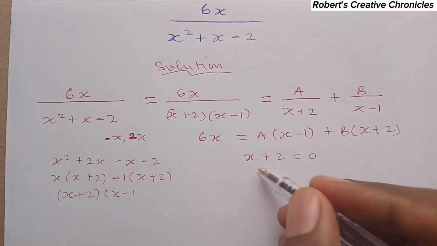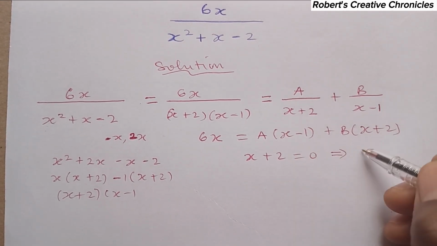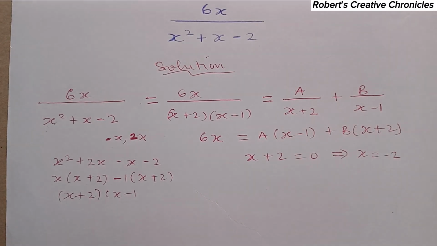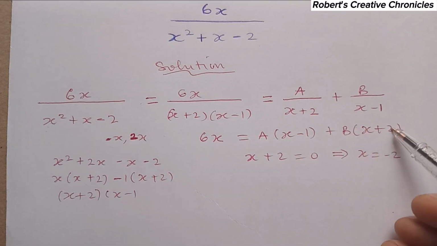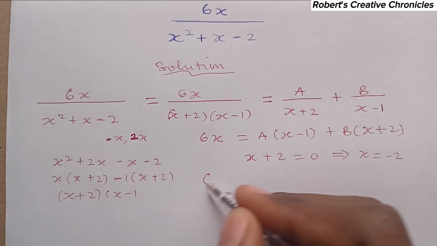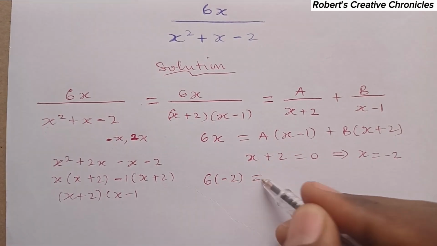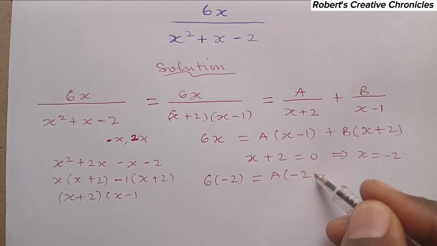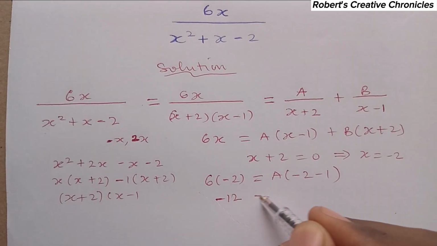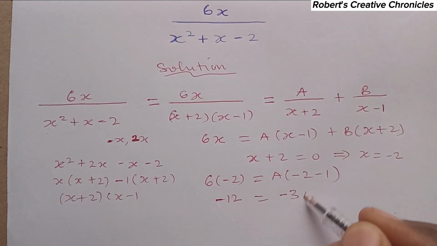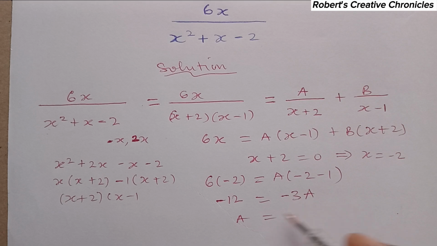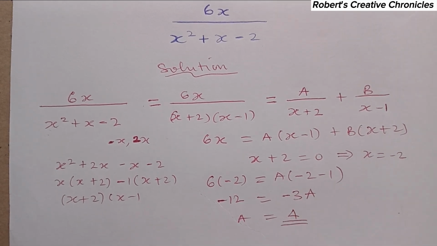So what is the value of x when x plus 2 is equal to 0? x is negative 2. So we'll substitute negative 2 here. Negative 2 plus 2 is 0, so this term becomes 0. Then 6 times negative 2 equals A times negative 2 minus 1. So negative 12 equals negative 3A. You divide both sides by negative 3, and A is 4.